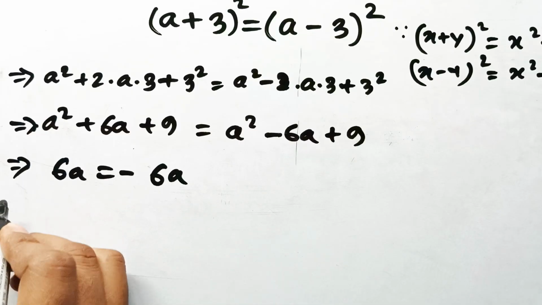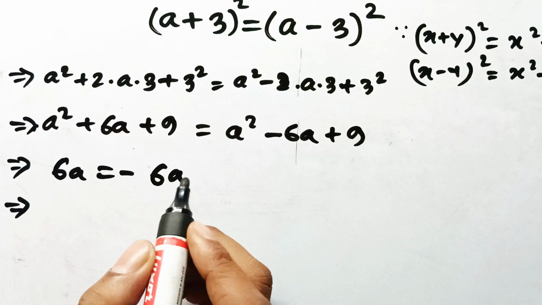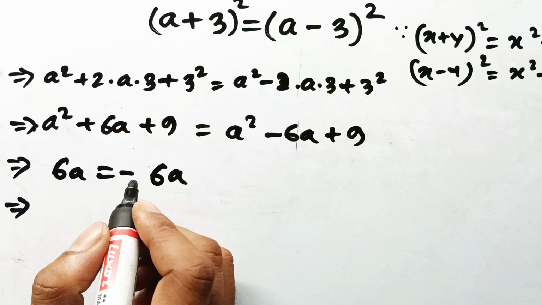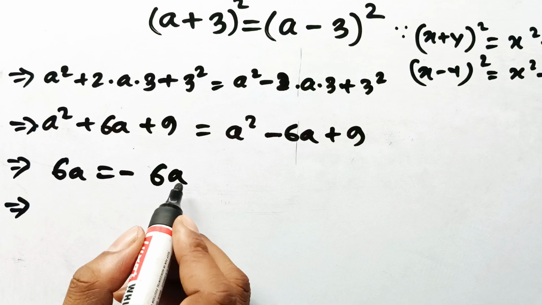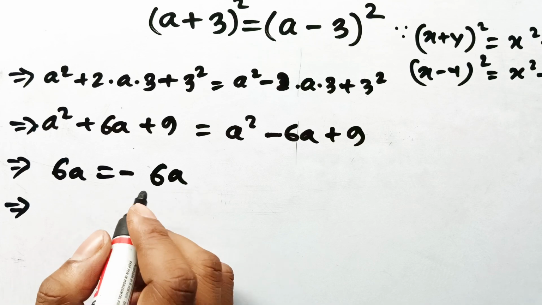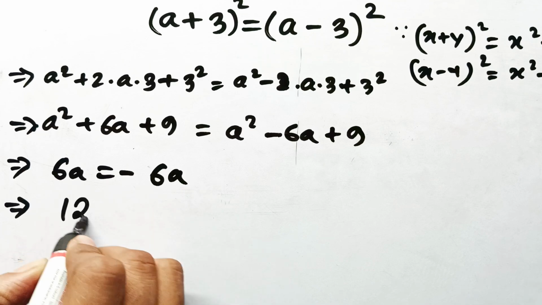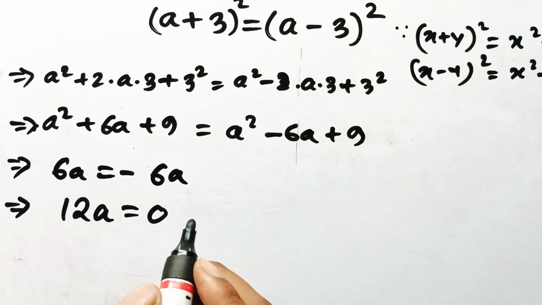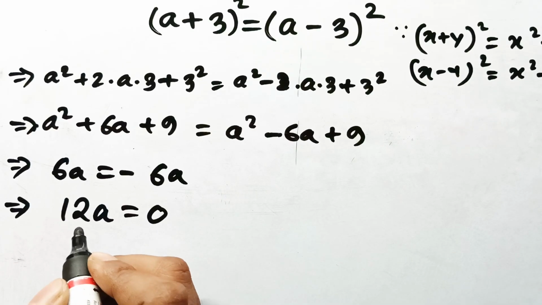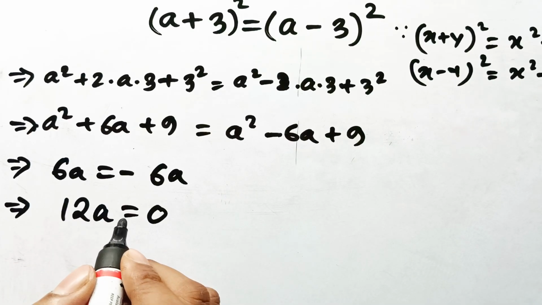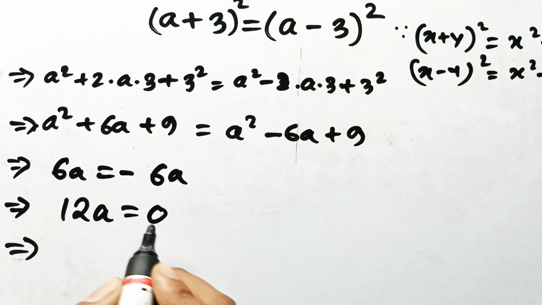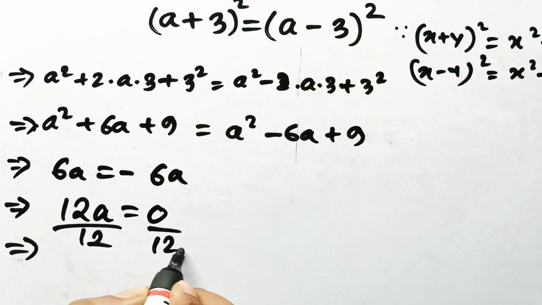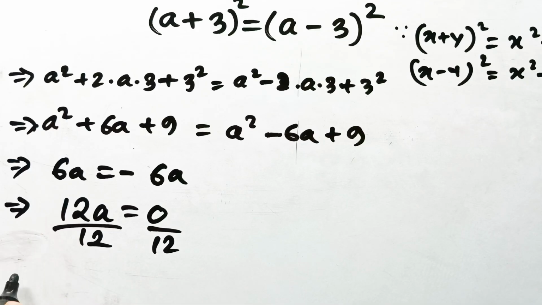Now, a lot of students get stuck here, but we just need to get the variable a by itself. So let's add 6a to both sides to move that negative term over from the right to the left. And that gives us 12a equals 0. Now, this looks solvable, right? Because if 12 times some number a is equal to 0, then by dividing both sides by 12, we find that a must be equal to 0. So you might be tempted to box that answer and walk away thinking you solved it.